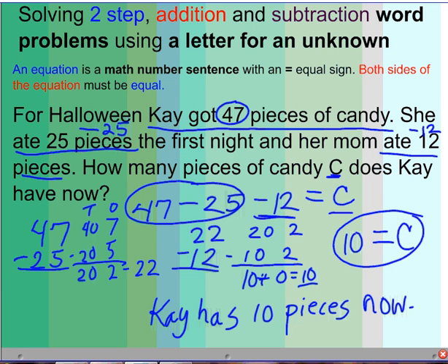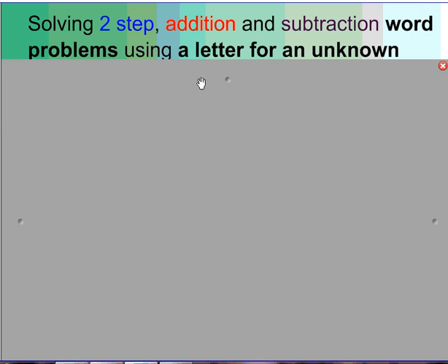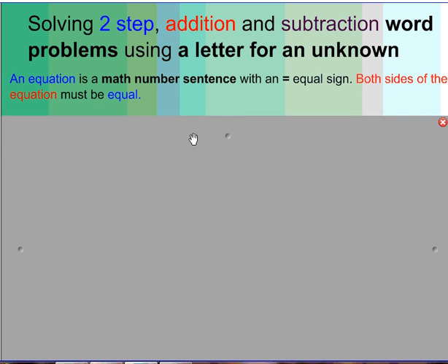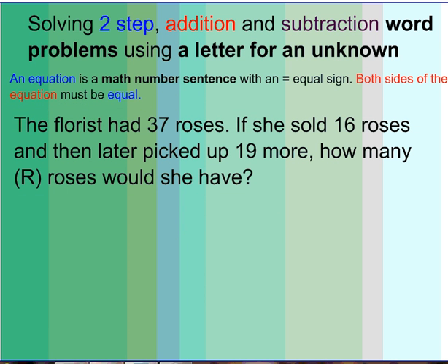I'll show you how we solved another problem. Again, we're learning how to solve two-step addition and subtraction word problems using a letter for the unknown. Here is another problem. The florist has 37 roses. If she sold 16 roses and then later picked up 19 more, how many roses would she have? R is the unknown in the problem.